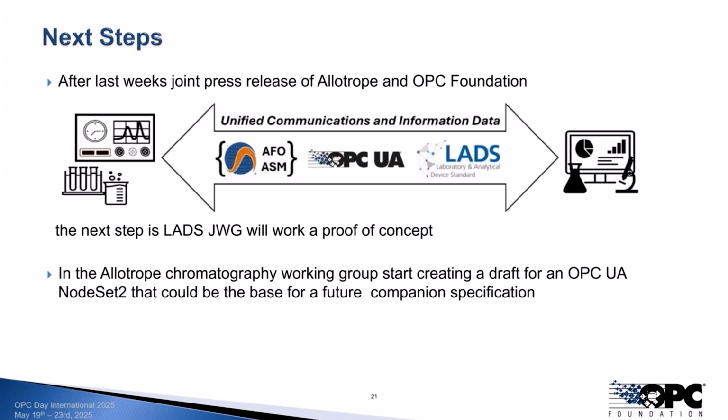What are the next steps? After last week's joint press release of the Allotrope Foundation and the OPC Foundation, the LADS joint working group will work on a proof of concept. And in the Allotrope chromatography working group, I will propose starting creating a draft for an OPC UA NodeSet2 that could be the base for a future companion specification.